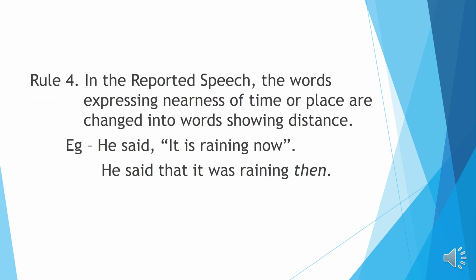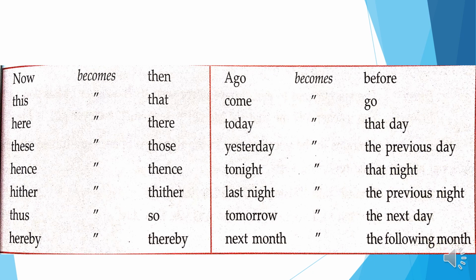Rule number 4 says, in the reported speech, the words expressing nearness of time or place are changed into words showing distance. So if you want to express how near or how far a place or time is, you have to change that into words showing distance. How do you understand that? Let's look at the example. He said, "It is raining now." How do we change that into indirect? He said that it was raining then. So remember, now changes to then, which shows distance.